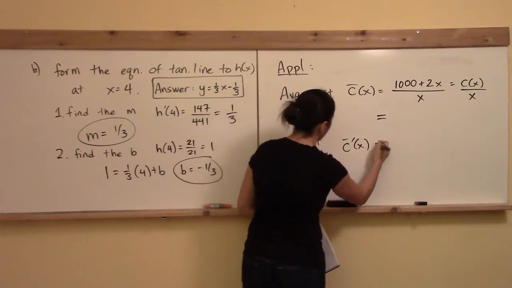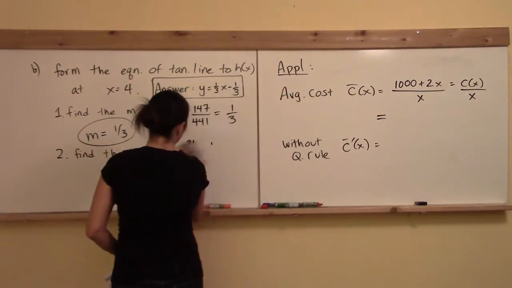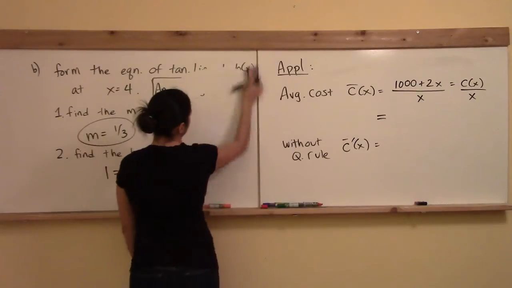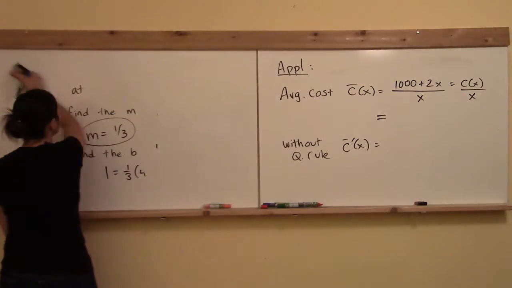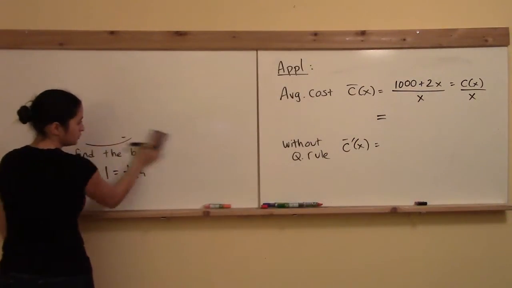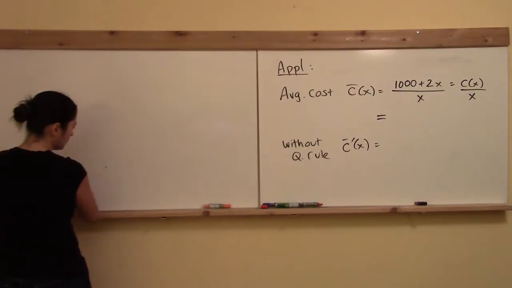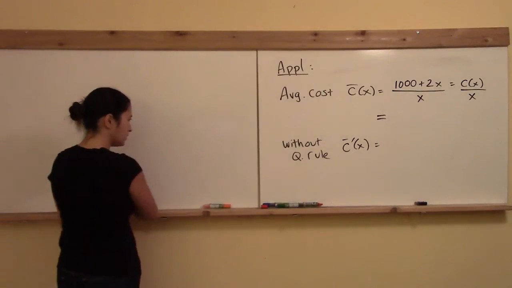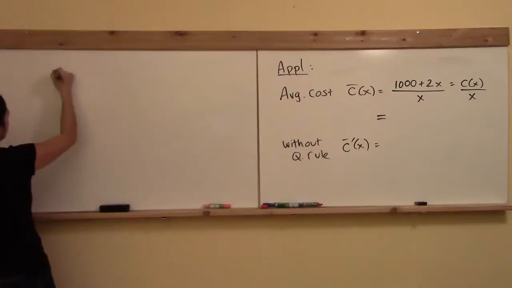And then on this board over here, I'll make some room for the quotient rule. If there's ever two ways, it would be great to try them both. So try to get the derivative of the average cost right now, c bar prime of x, without the quotient rule.